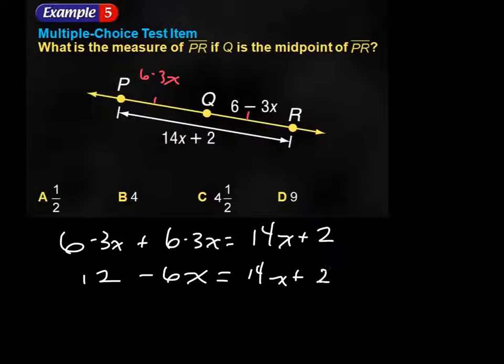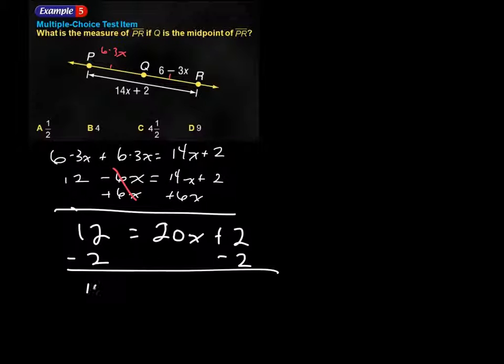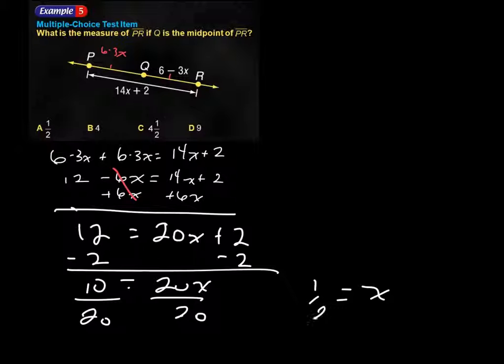That's how we keep our algebra skills sharp. Going to get x on one side, so add 6x to both sides of the equation. So the x is dropped out there, and we have 12 equals 14x plus 6x is 20x, and then just copy down our plus 2. Subtract 2 from both sides of the equation, we have 10 equals 20x. Divide by 20, and we get x equals 1/2.